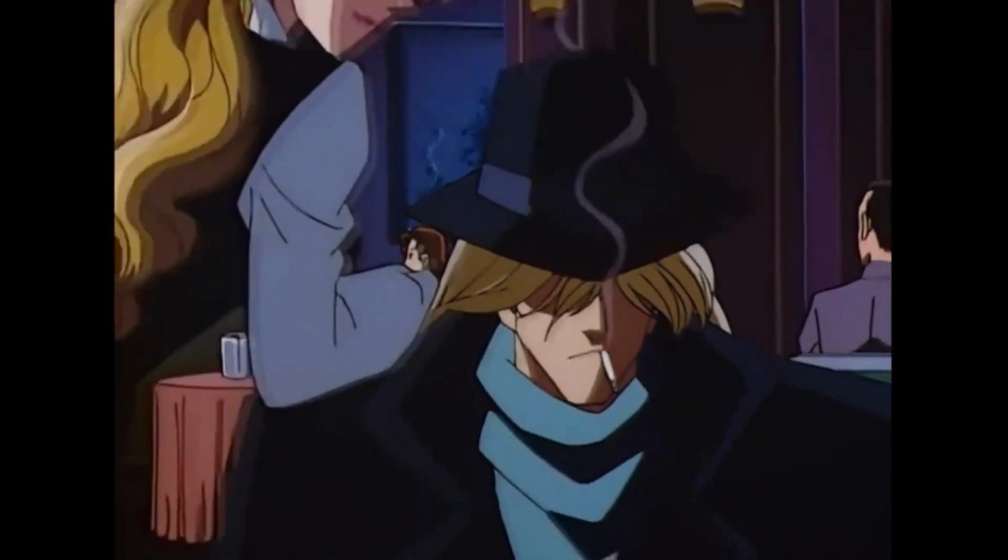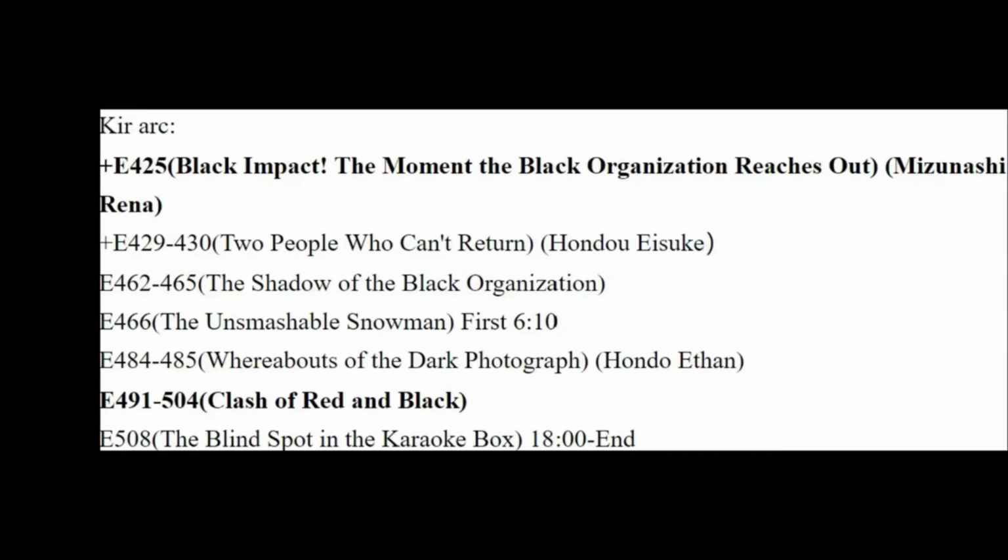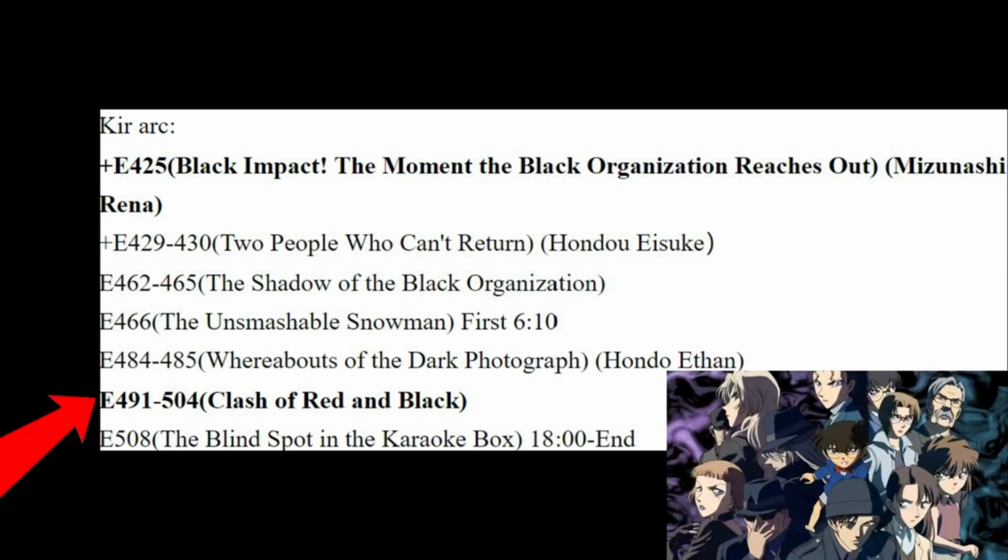The main content of the transitional plot after the Vermont arc is how Conan infers the complete email address of the Black Organization's boss through the first 4 keytones of the mailbox. Then we come to the Kid arc, which is also the most intensive arc of the main storyline, and also has the longest story of Detective Conan, Clash of Red and Black.